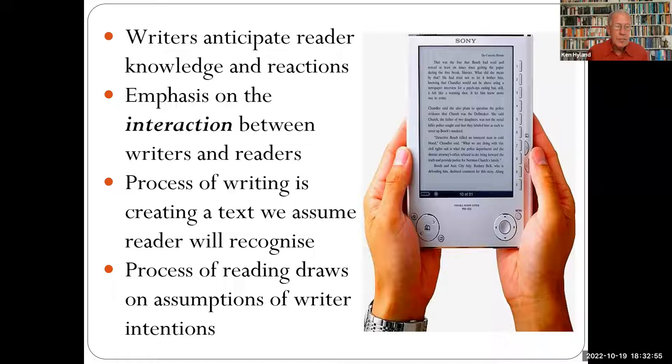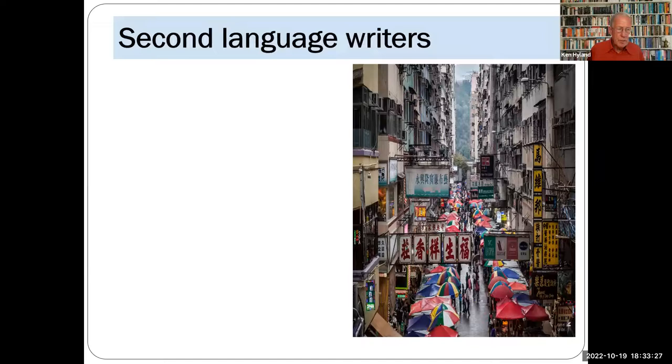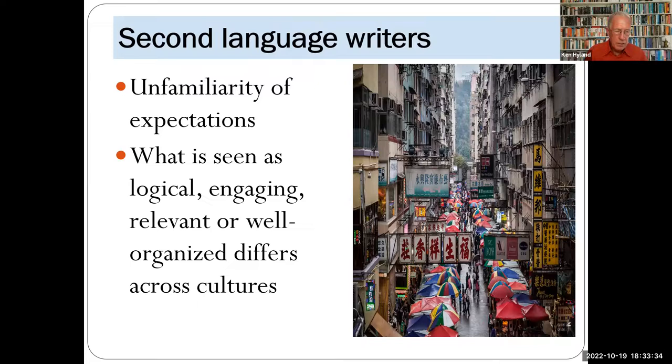The process of writing here involves creating a text that the writer assumes the reader will recognize and expect. And the process of reading involves drawing on assumptions about what the writer is trying to do. You know, we've known this for years. This is called coherence in linguistics. Now, it's the unfamiliarity of these expectations which is one reason why writing in English is so difficult for speakers of other languages. Because what's seen as logical, engaging, relevant, coherent, all vary across different cultures.